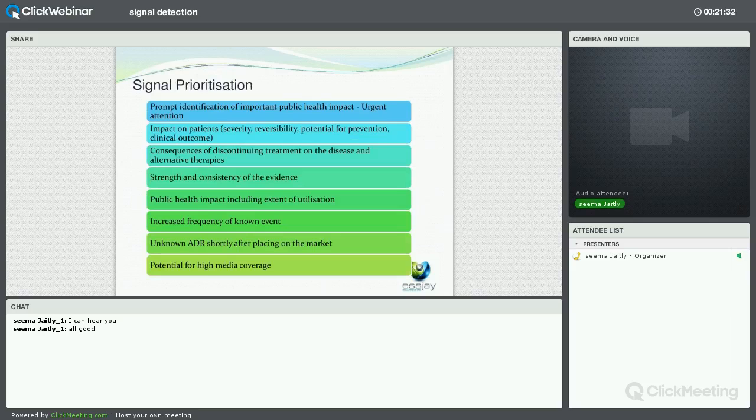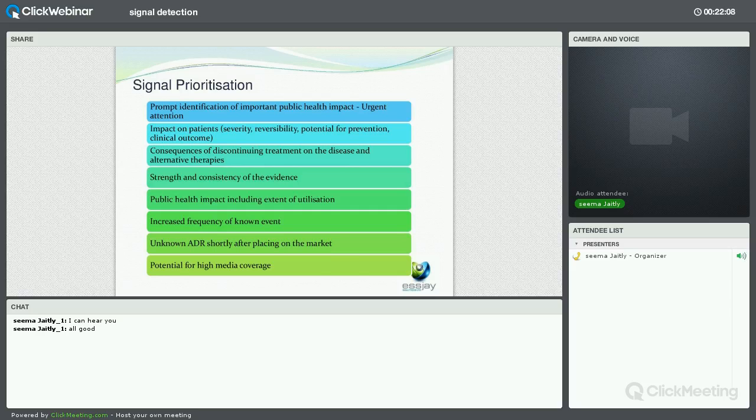So if you do have a validated signal, you now need to prioritize, and you need to prioritize because you can't really assess everything all at once. And for prioritization, there are various things you should take into account. If there's something obviously that's extremely urgent, you would want to prioritize that above the others. But you need to look at the impact on the patients overall, whether something's severe, whether it's reversible or not, whether you can prevent it, the clinical outcome. All of these things will help you decide what you should be focusing on initially.